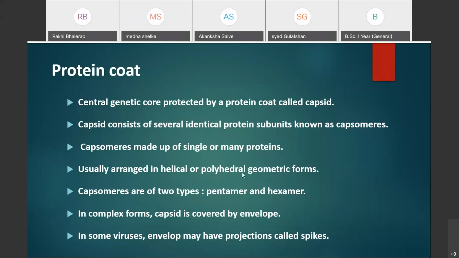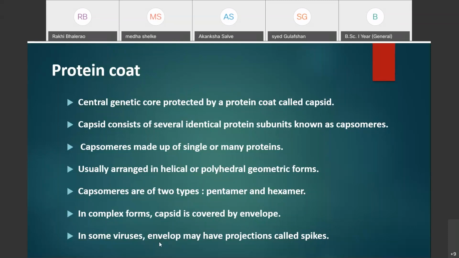Okay, then again there are some complex forms of viruses. Why are these called complex forms? Because the capsid protein coat is covered by an additional layer, and that additional layer is called the envelope. These are said to be complex forms because the capsid, or the protein coat, is covered by the envelope.